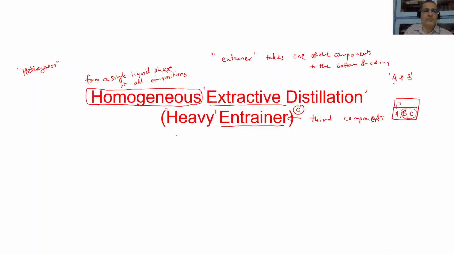Every word that is written here has some meaning. So we are going to look at the first category. Category 1: how to separate the two components A and B by adding a third component. The third component is heavier, therefore it is an extractive distillation, and it forms a homogeneous single phase.